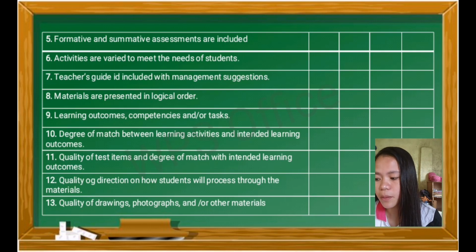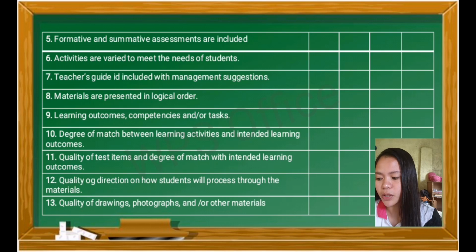Next criteria number 10 is degree of match between learning activities and intended learning outcomes. Is it yes or good? All right but not so good? No or poor or not applicable? Next criteria number 11 is quality of test items and degree of match with intended learning outcomes. Is it yes or good? All right but not so good? No or poor? Or not applicable?